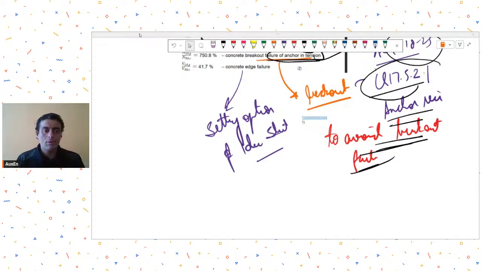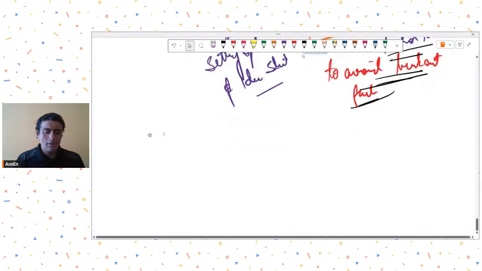Then we move on to the next question. The next question is from Engineer Aditya Raj Mehra. He is from Delhi and he is a working professional. He is asking about deck slab calculation with shear studs.